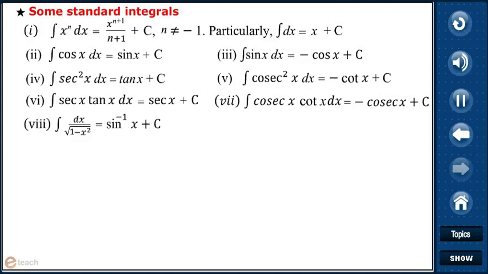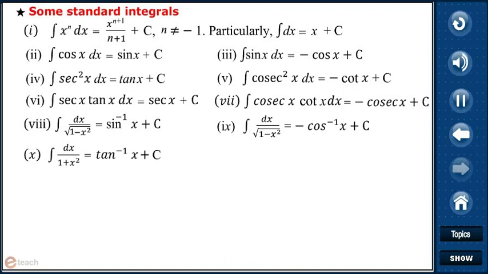Integration dx divided by root over 1 minus x square equals sin inverse x plus c. Integration dx divided by root over 1 minus x square equals minus cos inverse x plus c. Integration dx divided by 1 plus x square equals tan inverse x plus c. Integration dx divided by 1 plus x square equals minus cot inverse x plus c.